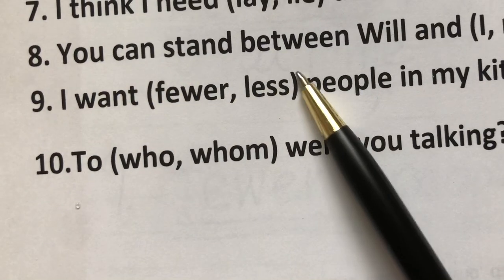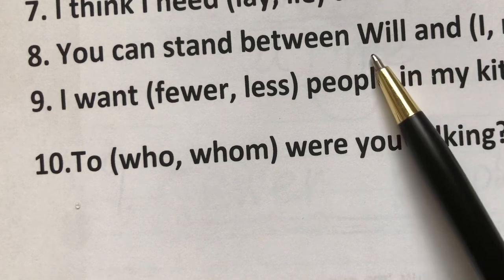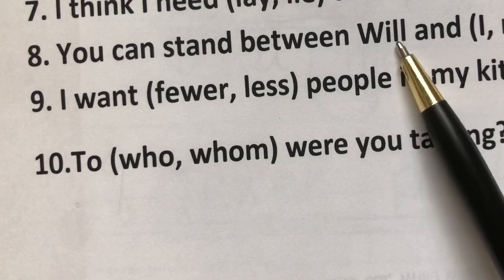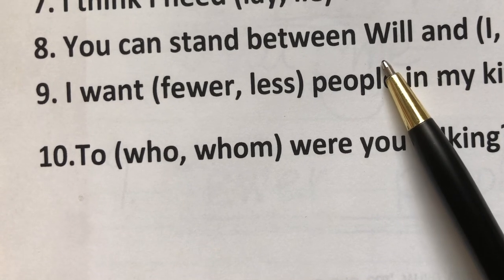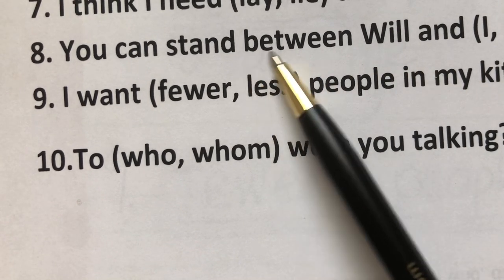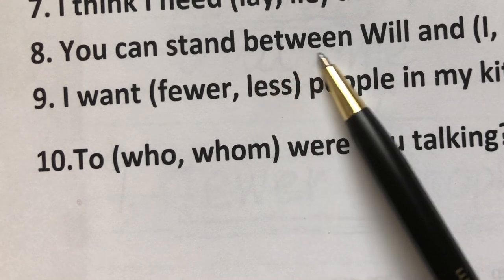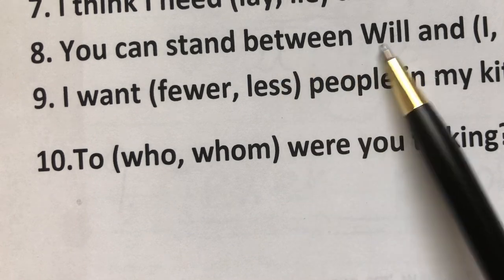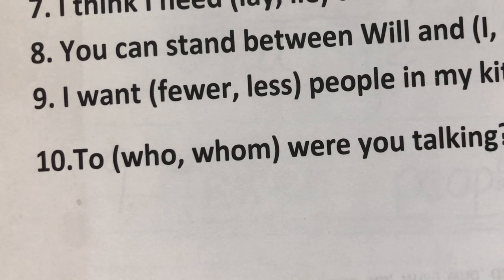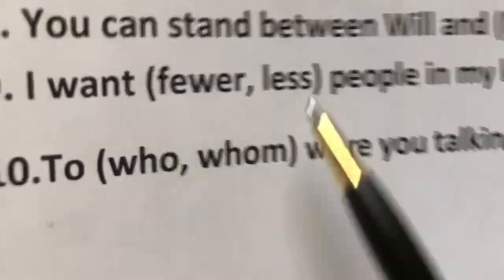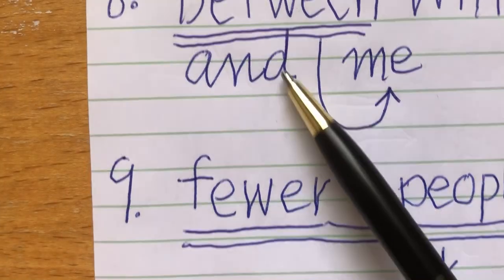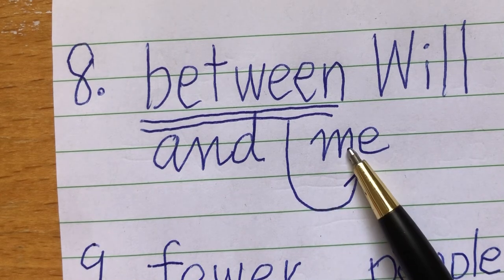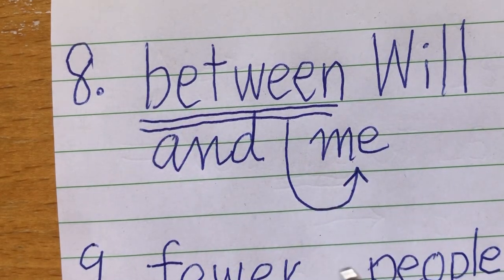You can stand between where and I, or where and me. So the important word to look for is between. After the word between, you cannot use I, you have to use me. Between where and me. It is because you have the word between. So just remember that. Between, you use me. Okay?